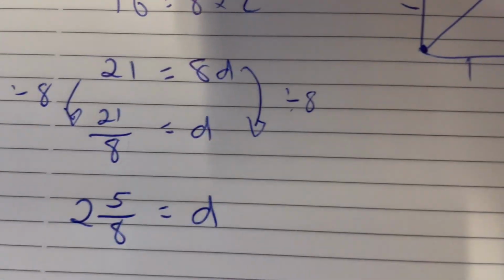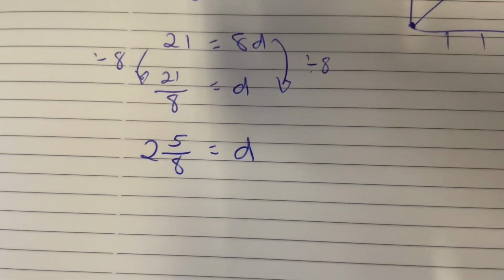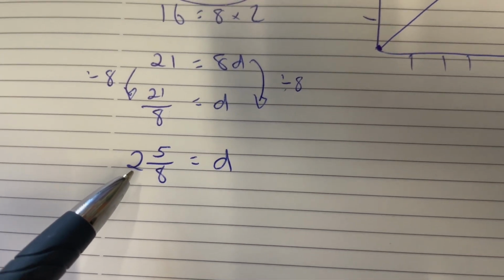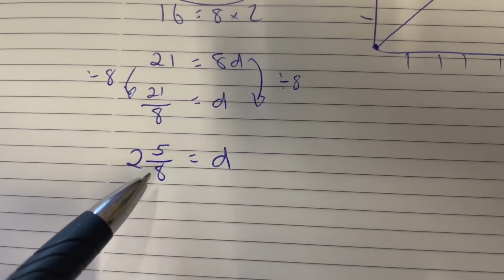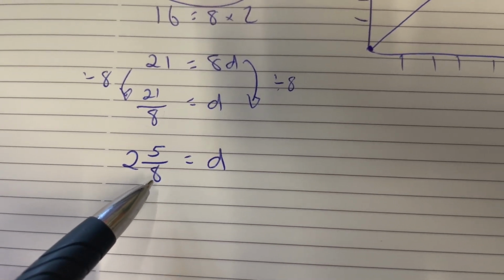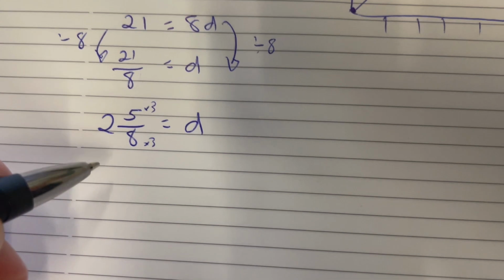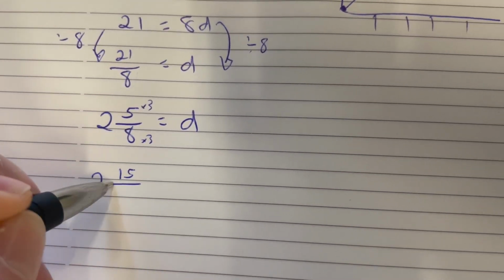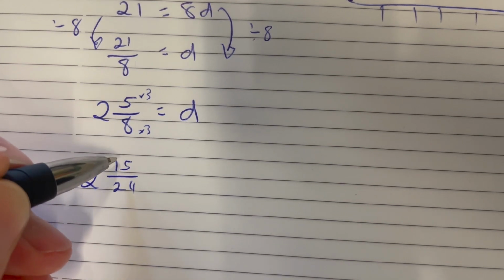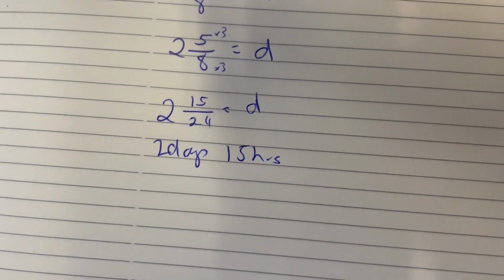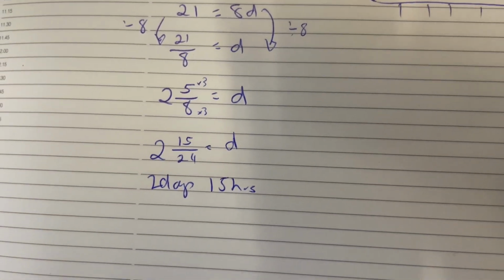Now, interestingly at this point, the temptation would be to turn this into a decimal, like 2.625. But what we want to do is work with the idea of hours and days, and 8 will work into 24. So if we multiply both of those by 3, we end up with 2 and 15 over 24, or 15 hours out of 24, equals d. So in other words, it'll take 2 days and 15 hours for the oil slick to spread to 21 kilometres squared.